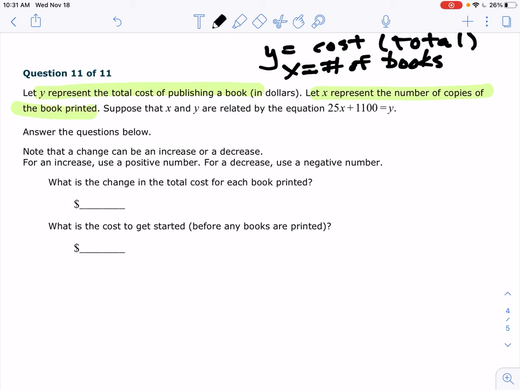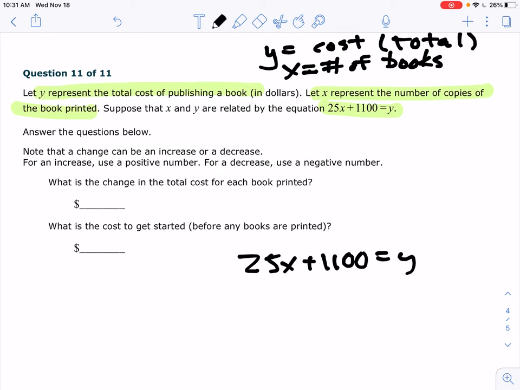Suppose that X and Y are related by the equation 25x plus 1100 equals y. This is probably important because we're probably going to use it. So in this equation, I'm going to write it down below here, and we've got 25x plus 1100, writing it exactly as it is, equals y.